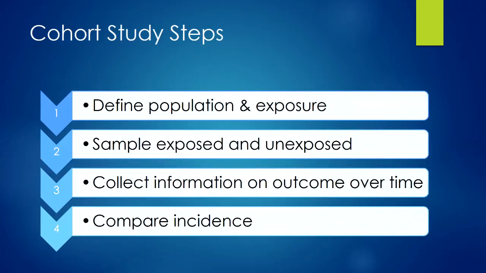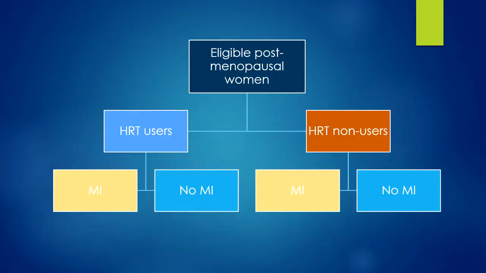So the steps to developing a cohort study are to define your population. That's usually where we start in epidemiology, no matter what kind of activity we're doing. Then we want to also make sure we clearly define what our exposure is. Then we sample a group of people who are exposed and another group of people who are unexposed, follow them over time, and collect information on incident cases of disease. And then we compare the incidence between those two groups.